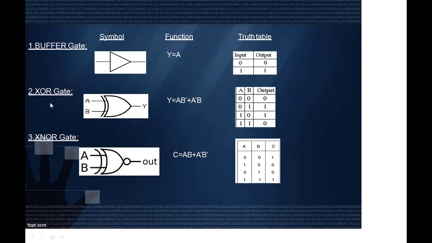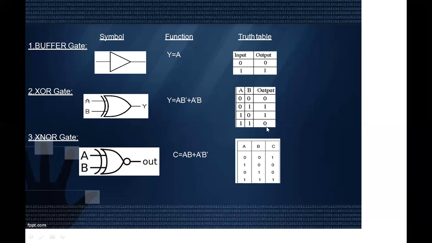XOR gate is also called exclusive OR gate, and it is the exclusive NOR gate's opposite. Here the function of exclusive OR is a b prime plus a prime b. After putting these values of a and b in this equation, we get the output value here.